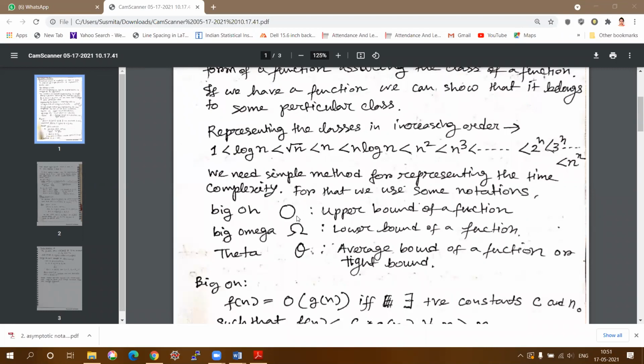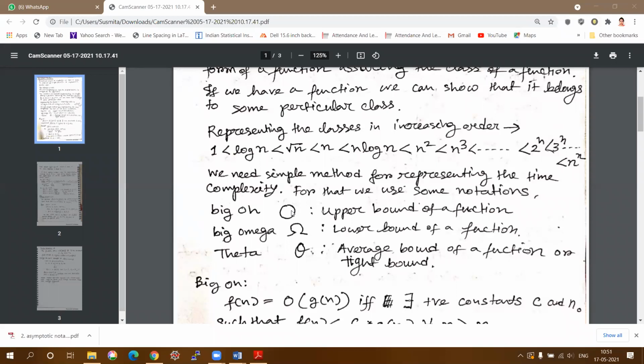Big O represents the upper bound of a function. That means how maximally a function could take a value, what maximally a function could be represented as. And big omega represents how minimally it could be represented. And theta means the average bound, not the maximum, not the minimum, just the middle point, just the exact value, represented as a theta bound or tight bound. Just keep these three things in mind.